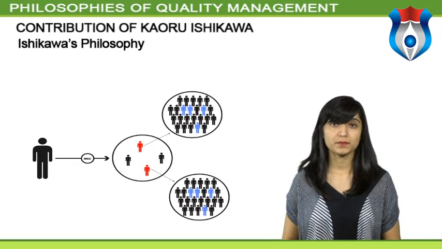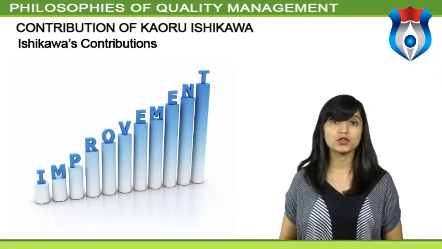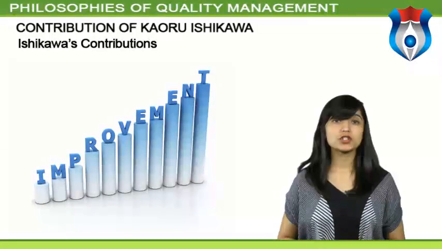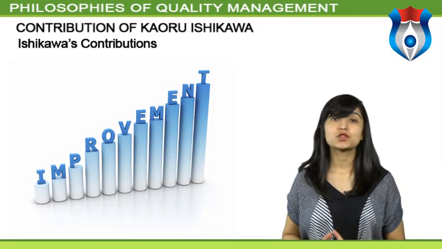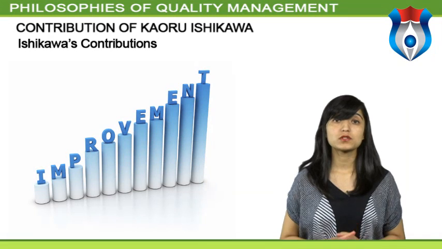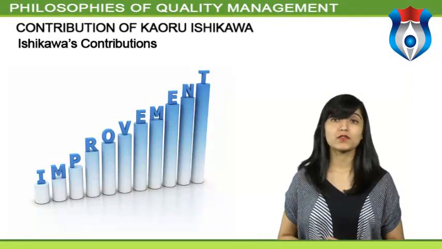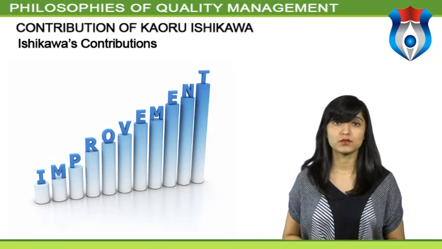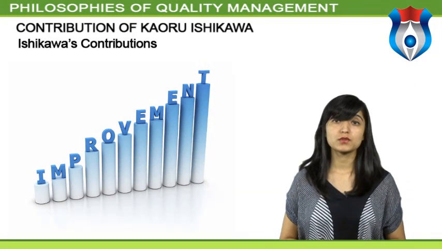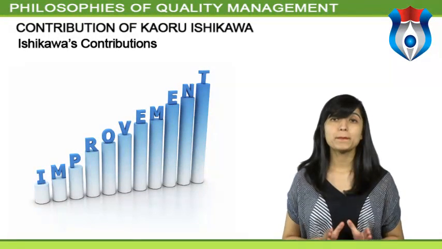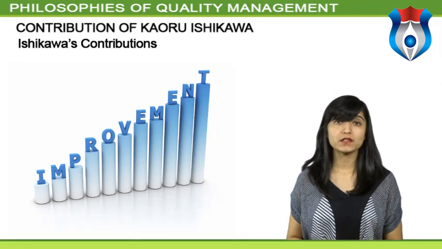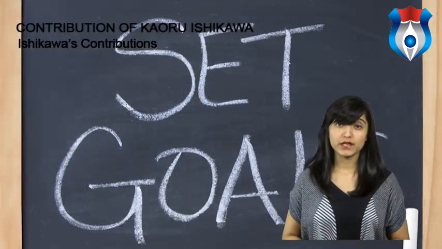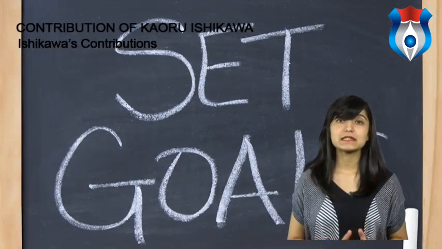Ishikawa's contributions. Over his career, he has greatly impacted the world of total quality. We will discover the several ways he did so. The first contribution includes enhancing Deming's PDCA model, or Plan, Do, Check, Act model. He transformed it into a 6-step plan.